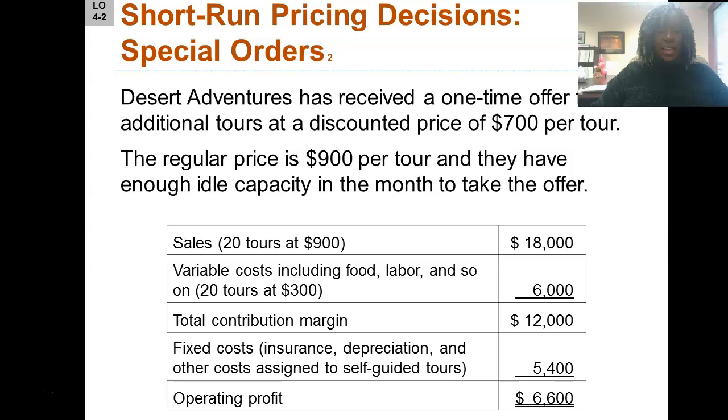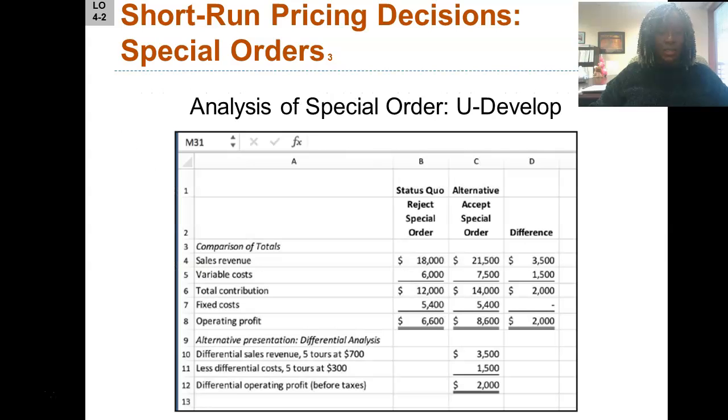So if we have idle capacity to take the offer, let's put some numbers down. If we're going to charge $900 for 20 tours, we've got to get our variable costs and get our contribution margin. Here we have fixed costs as well. So with the status quo, it's $6,600 in operating profit.